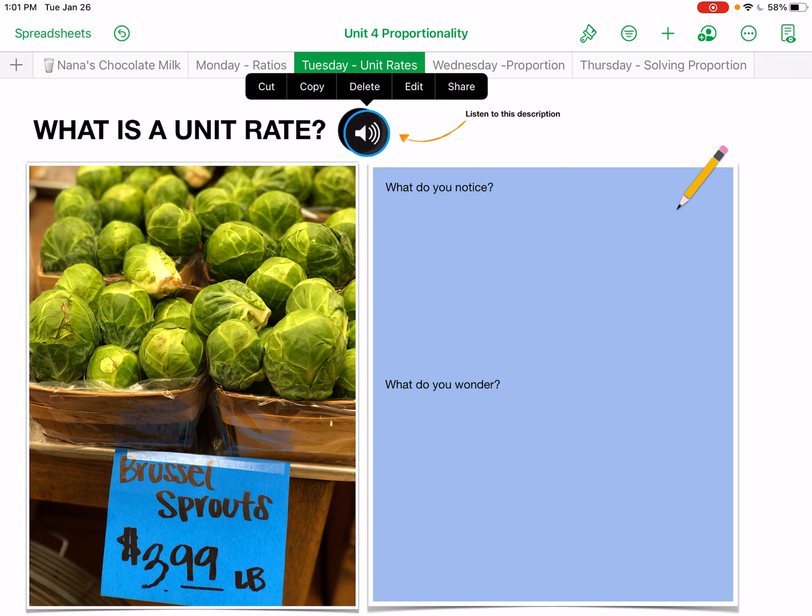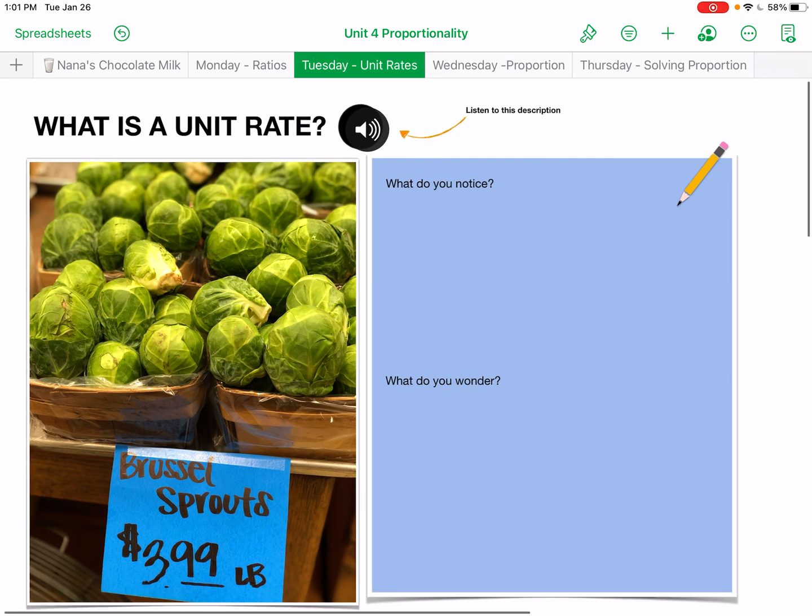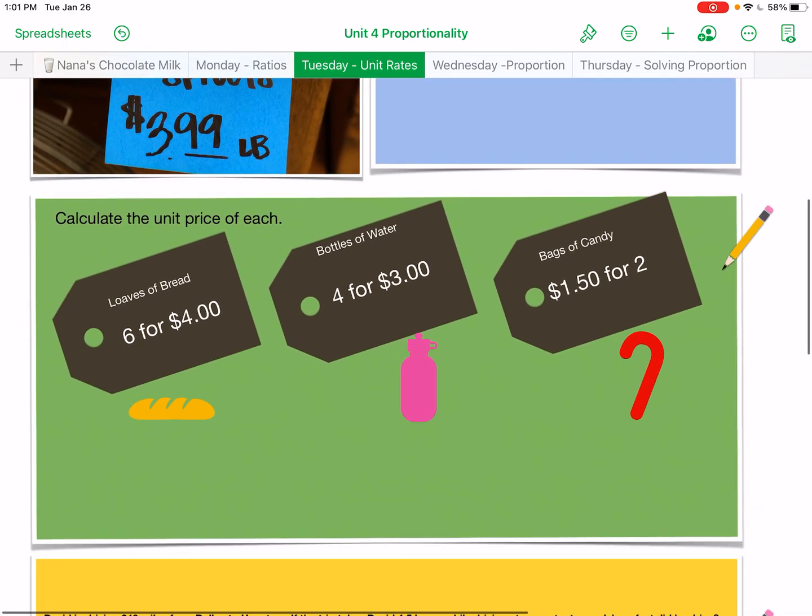Okay, so think about what Miss Kemper said and look at your picture. What do you notice and what do you wonder? There are no correct or incorrect answers here. Please write your thoughts down. Here we're going to calculate the unit price for each item.